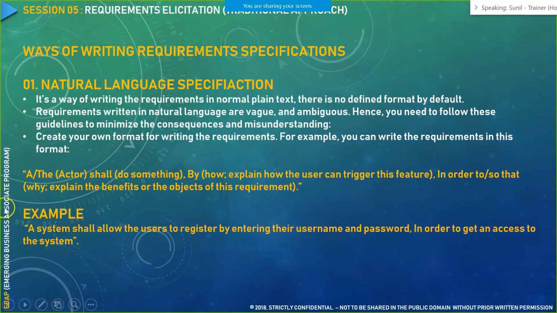In some cases, the system would be an actor. In some cases, the user would be an actor, like your end user, vendor, supplier. So it's up to your elicitation results who the actor is that you decide for the particular requirement you are writing.